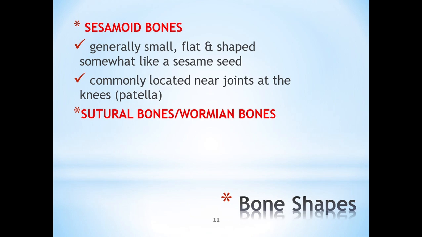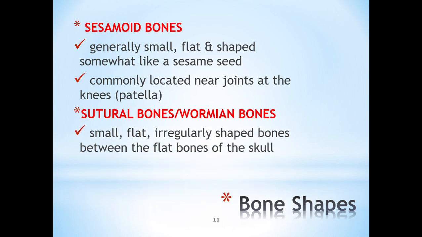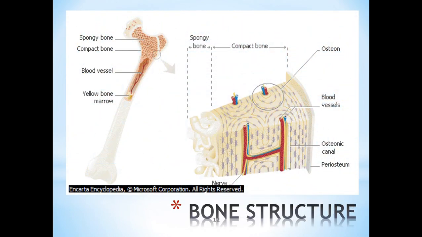Okay, and then the sixth is your sutural bones or the wormian bones. These are small, flat, irregularly shaped bones between the flat bones of your skull. So they are found in your skull. These are what we call your sutural bones. Their borders are like pieces of a puzzle. Okay, so this is now the bone structure.